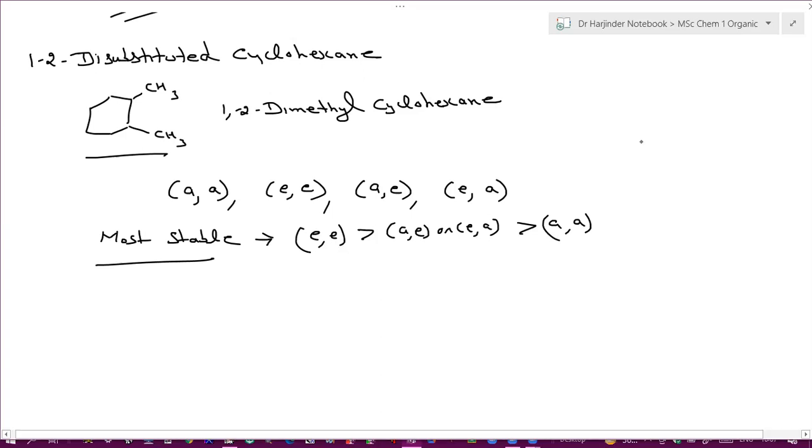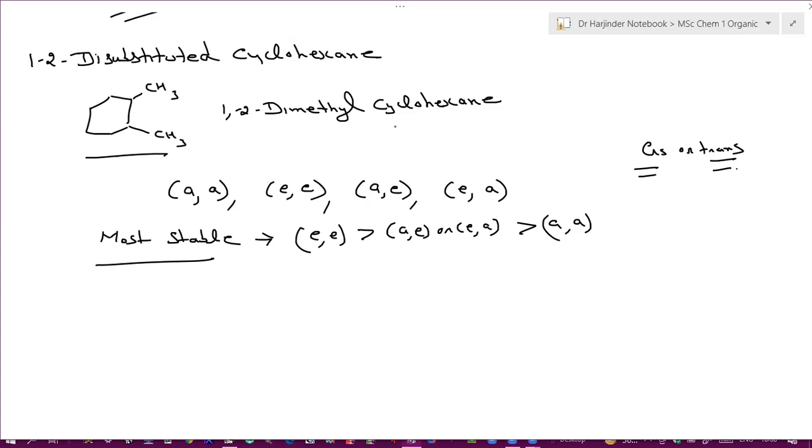Now, whether it will exist in cis or trans, 2 possibilities are also there. For example, here it is 1,2-dimethyl cyclohexane. In its most stable conformation, whether it will exist as cis or trans, that we also have to see. It will be cis when both bonds containing the methyl group or substituent point in the same direction, and trans when both bonds containing substituents point in opposite directions.